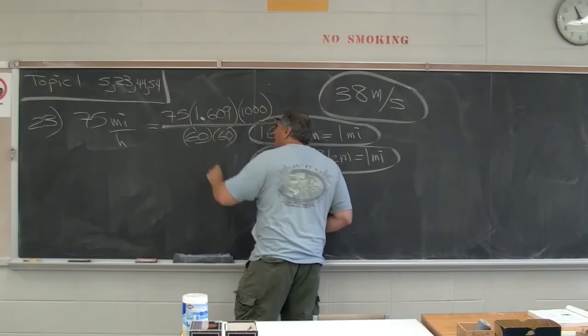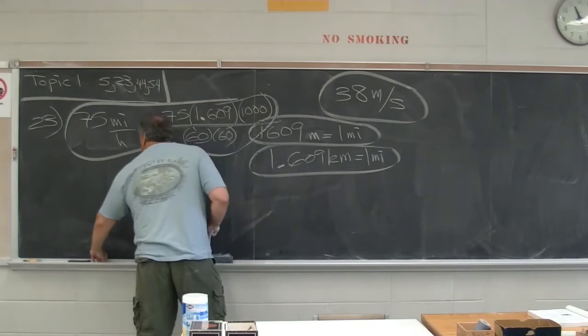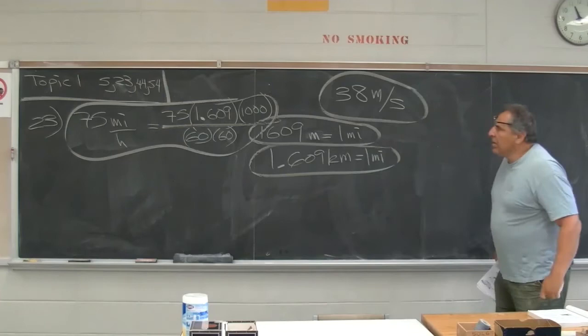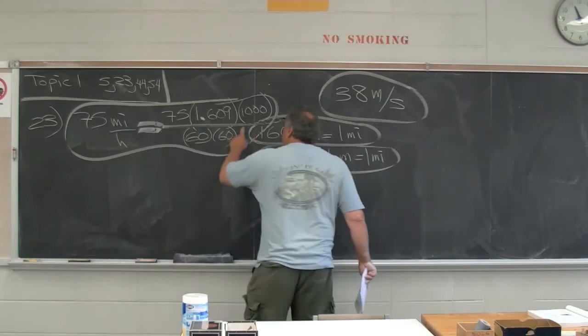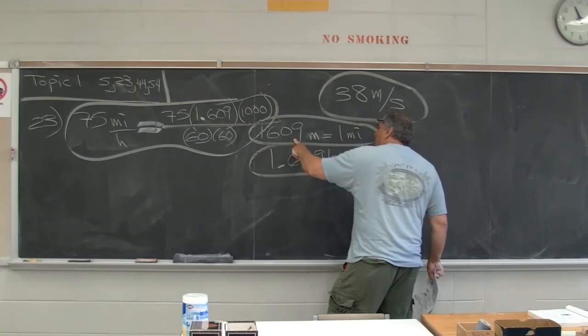This is where we're at. 75 miles per hour equals, okay, so I mean, you could have cut to the chase right here. You could have got the 1609 already. 1,609 meters equals 1 mile.